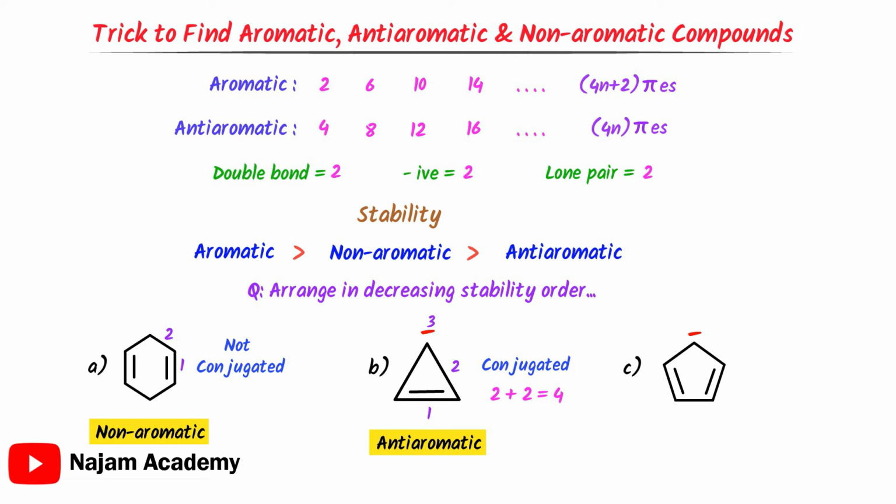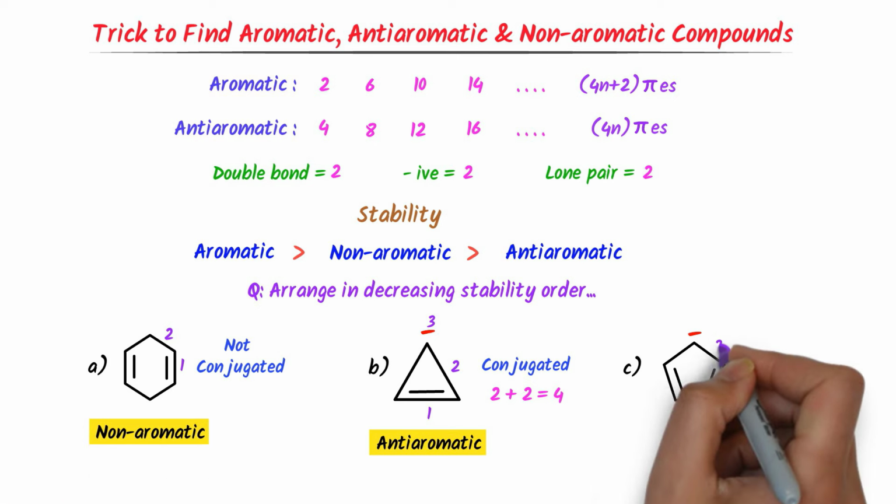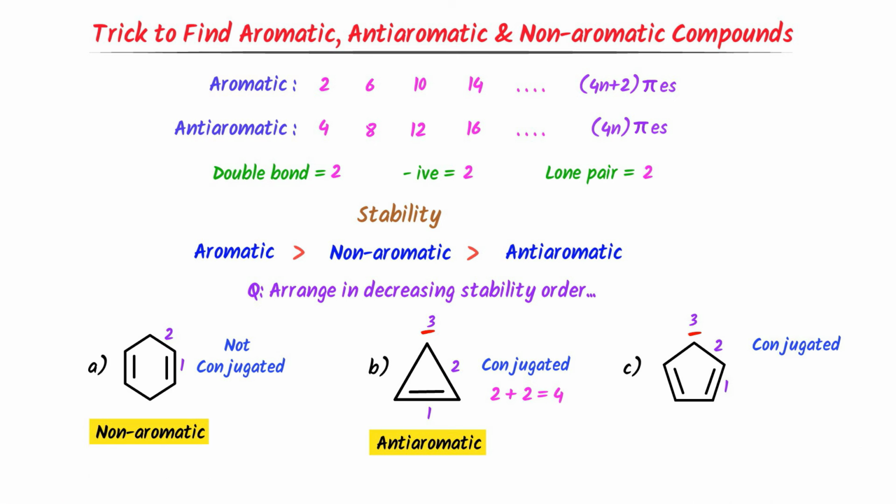In case of this organic compound, it is cyclic and it is conjugated. It contains 2 double bonds, I write 2 plus 2. It also has one negative charge, I write 2, which is equal to 6 electrons. We know that if an organic compound contains 6 electrons, it is aromatic. So this organic compound is aromatic.